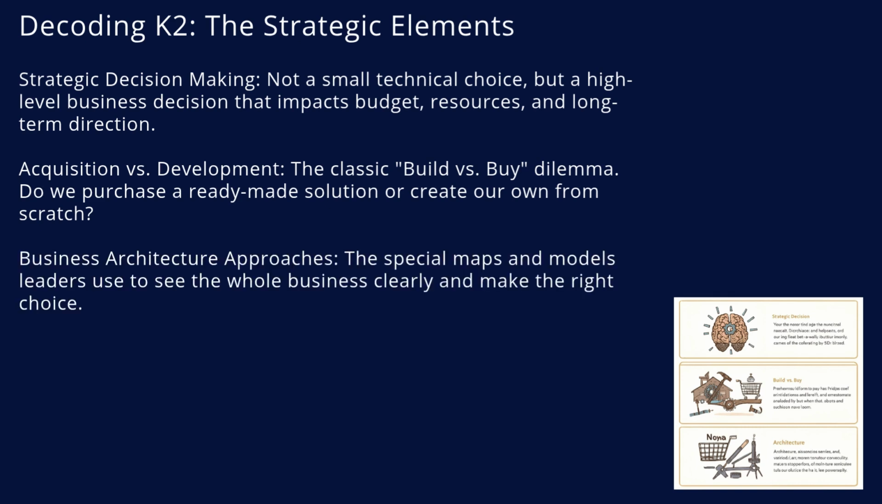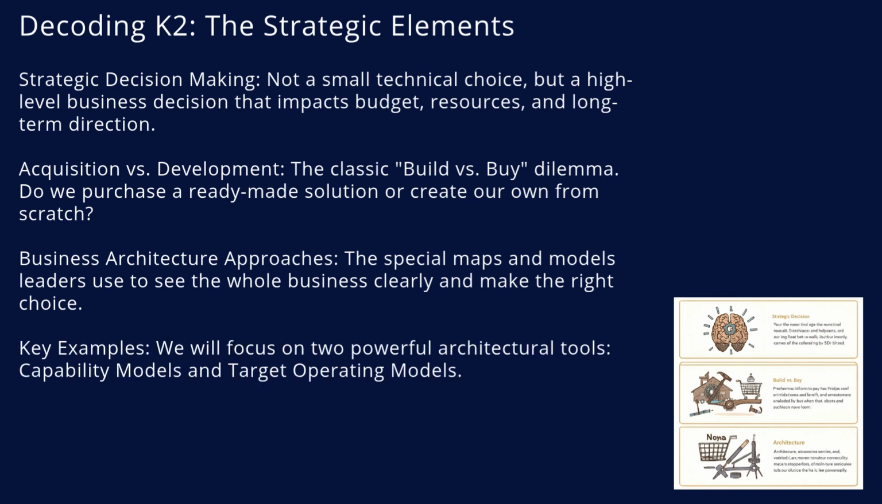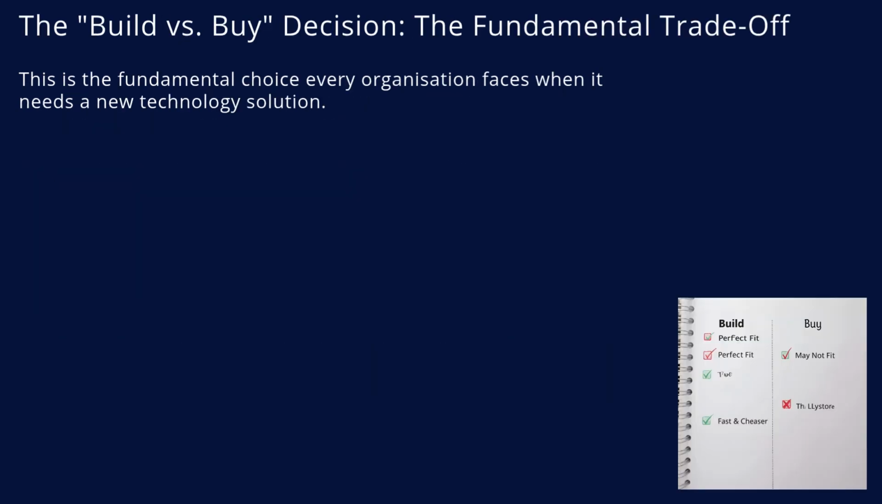To make this choice wisely, leaders use business architecture approaches. Don't be put off by the term. These are just special types of maps and models that help them see the whole business clearly, just like an architect needs a blueprint of the entire building, not just one room. And we're going to look at two of the most important examples mentioned in the standard, capability models and target operating models.